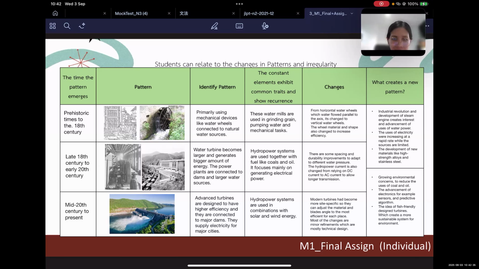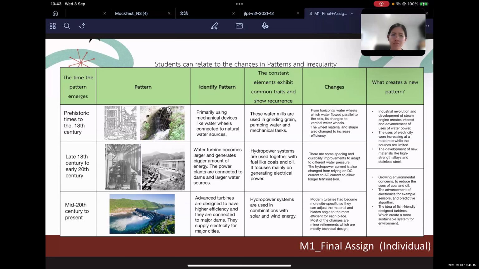There were developments of new materials. The dam cannot contain a lot of water if it isn't strong enough for the pressure. So the Industrial Revolution brought strong alloys and stainless steel. From the Industrial Revolution to the modern era, there were environmental concerns, so they reduced oil and coal to use sun and wind energy.